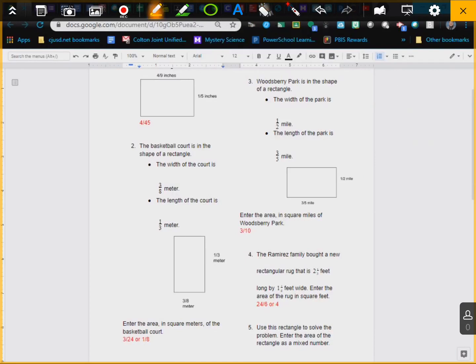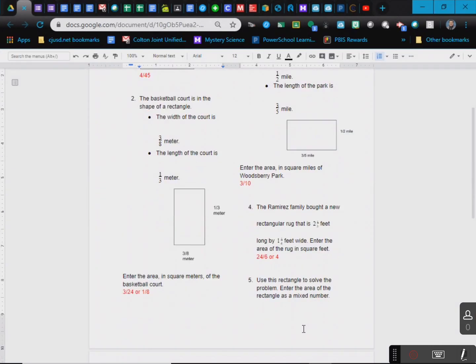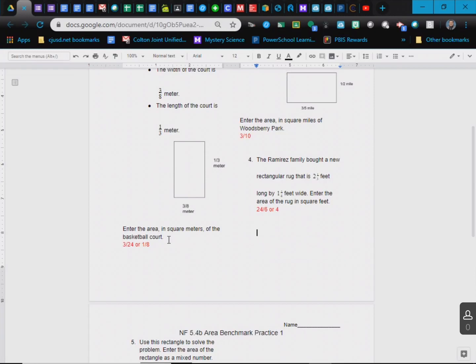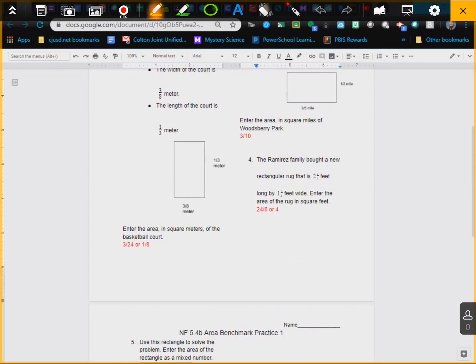All right. Do number 4. Number 4 says the Ramirez family bought a new rectangular rug that is 2 1/3 feet long by 1 1/4 feet. Enter the area of the rug in square feet. So for number 4 and 5, you have to do a little bit extra work because you have 2 1/3 times 1 1/4. Now remember, the order doesn't matter. You need to make these improper fractions.